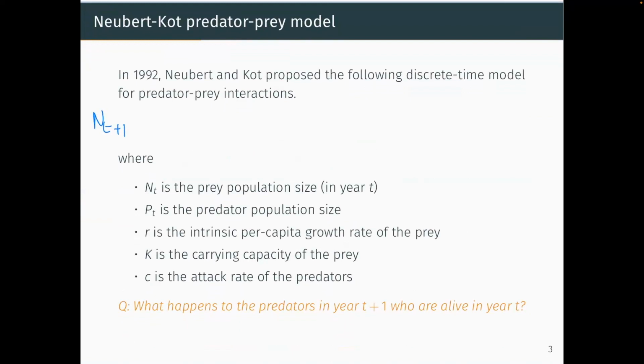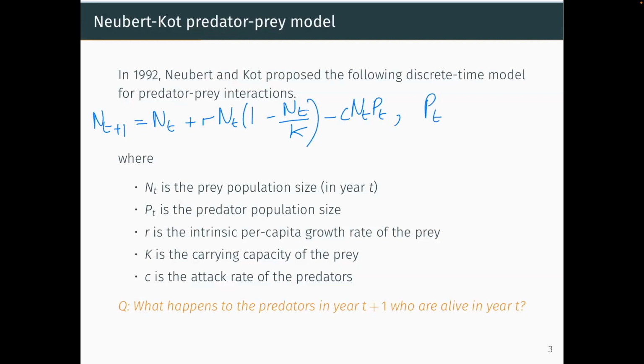And the model is N_{t+1}, where N_t is our prey population size in year t. So N_{t+1} is going to equal N_t, so what we have in the current year, plus r, where r is the intrinsic per capita growth rate of the prey, times N_t, that's times 1 minus N_t over K. K is our carrying capacity, so we've got some logistic growth going on here. And then minus c N_t P_t, where P_t is the density of our predators. So we have this predation term on the end. It's a Holling type 1 predation term, so it's linear.